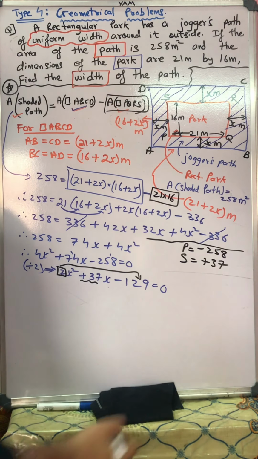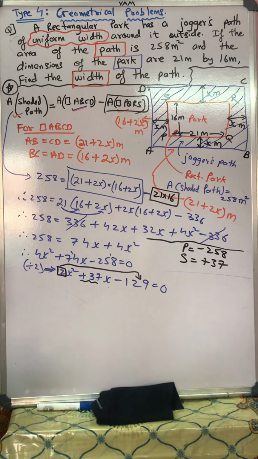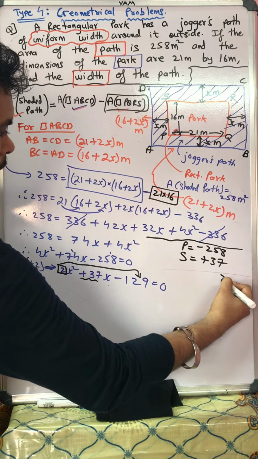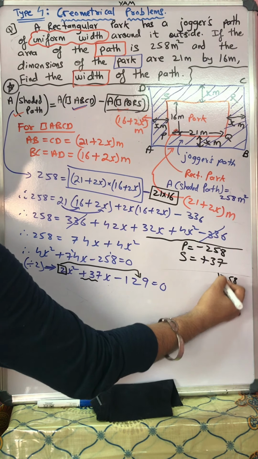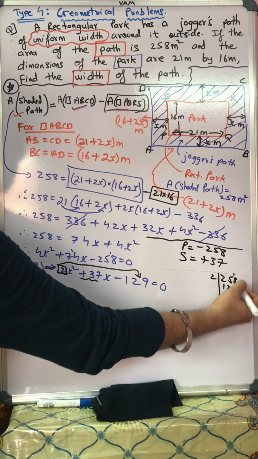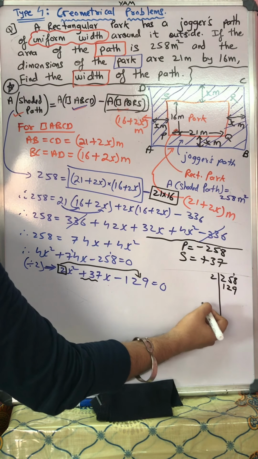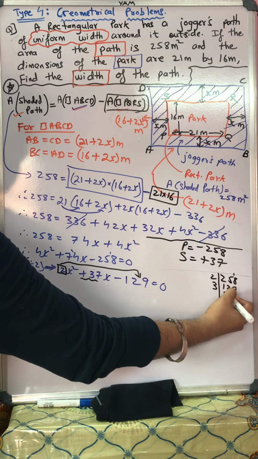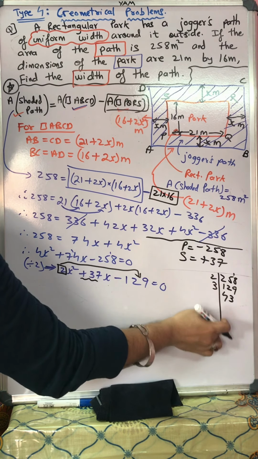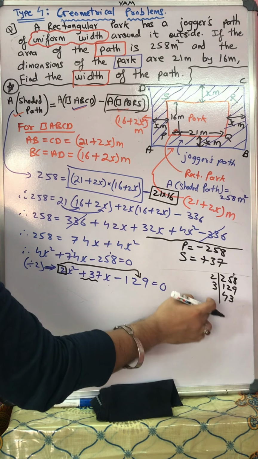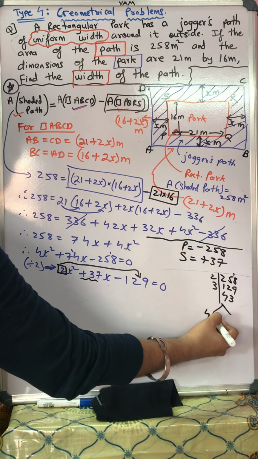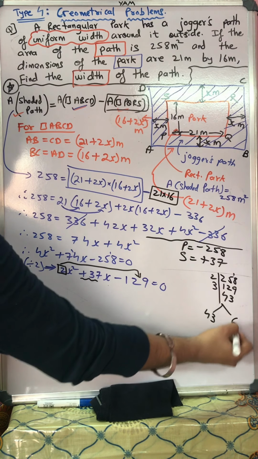Plus 37. So now let's find out the factors of 258. 2 1s are 2, 2 2s are 4, 2 9s are 18. It will go in 3. 3 4s are 12, 3 3s are 9. 43 is a prime number. Okay, so one number is 43 and the other number is 3 2s are 6.